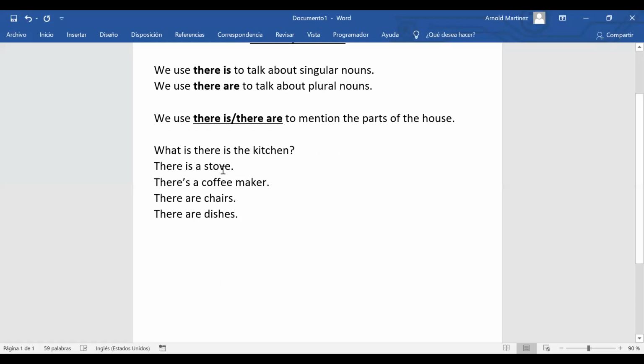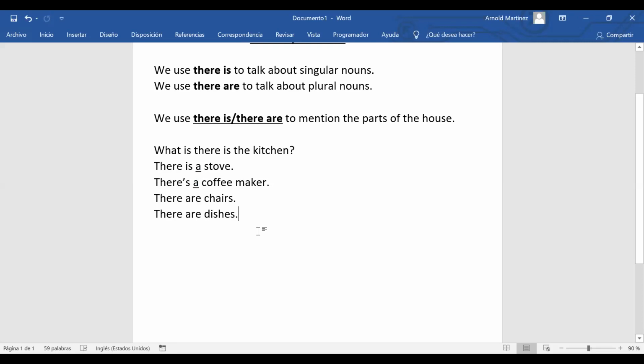I want you to keep in mind this, that when we talk about singular, it is necessary to collocate the article. Look, there is a stove. There is a coffee maker. There is an armchair. There is a sink. There is a window. So when we are mentioning singular objects or singular nouns, we use the article a, indefinite article in this case.